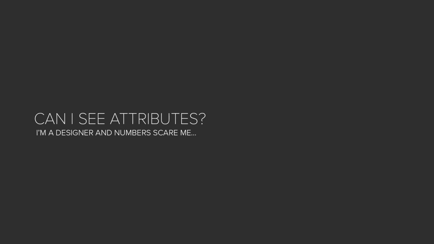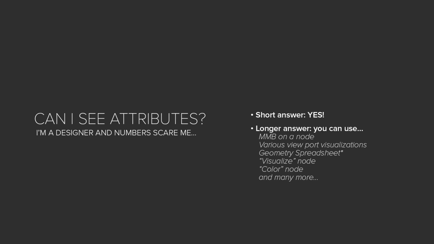The first question I get from students at this point is, can I see these attributes? I'm a visual person. I like visual things. The short answer is yes, of course you can. The longer answer is you can use your middle mouse button on a node so that you can see all of the data at a glance. You can use the various viewport visualizations, which we'll talk about. You can use the geometry spreadsheet, which is slightly scary at first, but incredibly powerful. You can use the visualize node, you can use the color node, and many, many more ways that you can actually see what's going on under the hood.